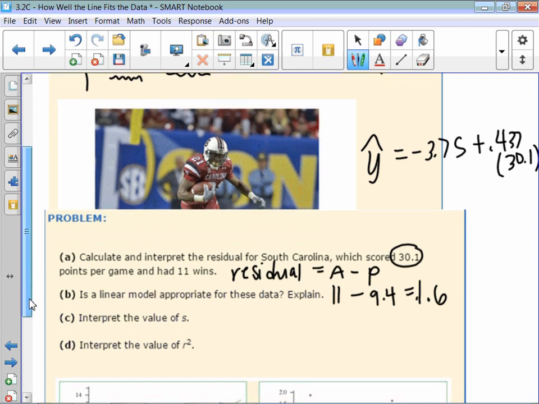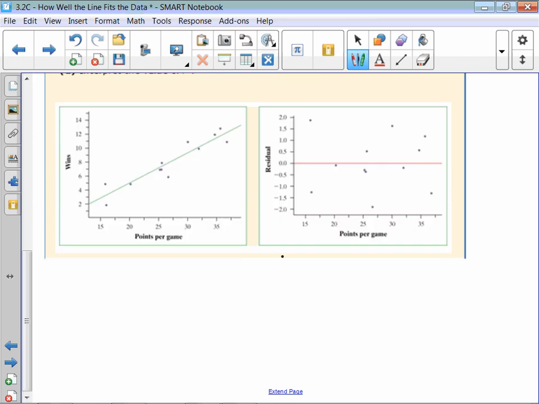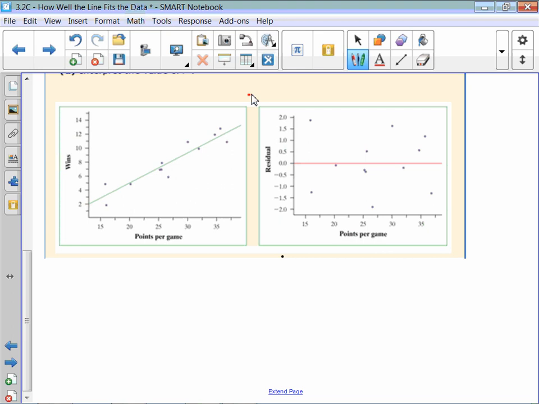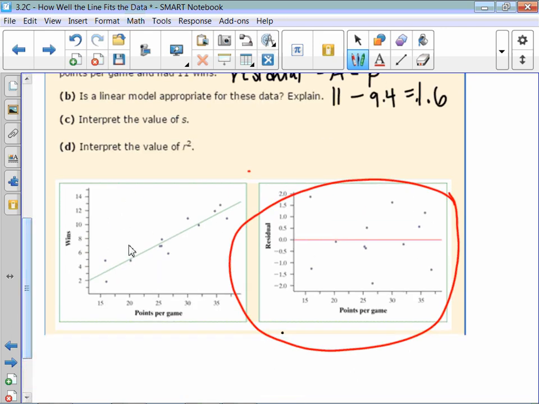All right, part B. Is a linear model appropriate? We talked about this yesterday. Based on these two graphs, who can tell me which graph we're going to look at and if a linear model is appropriate? We learned how to find this on our calculator. Anybody? Ivan, what do you think? Very good. This is called the residual plot. There's no leftover pattern, and so a linear model is appropriate. Also, this looks fairly linear over here, but use your residual plot.